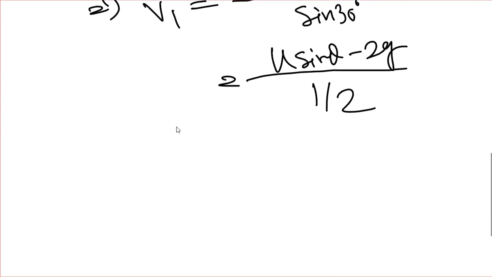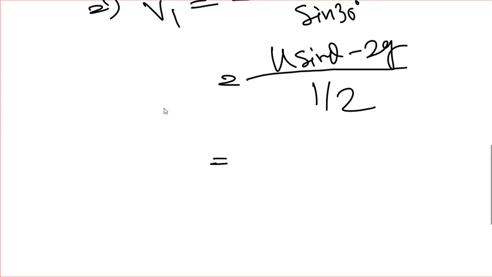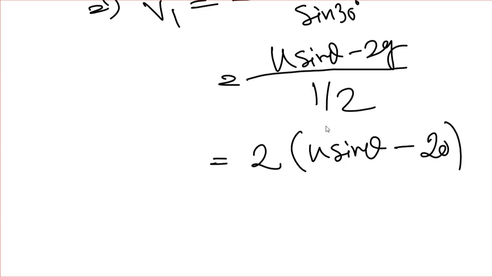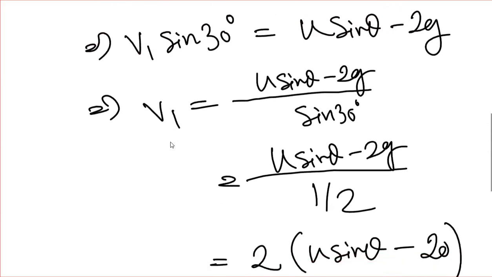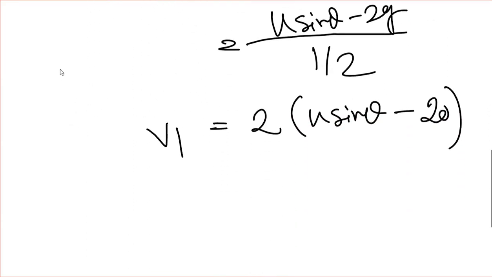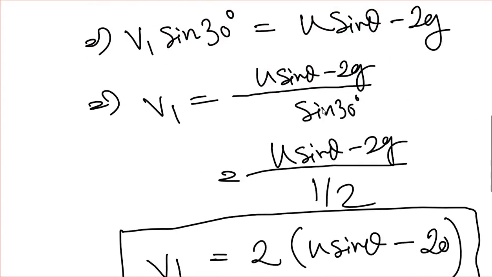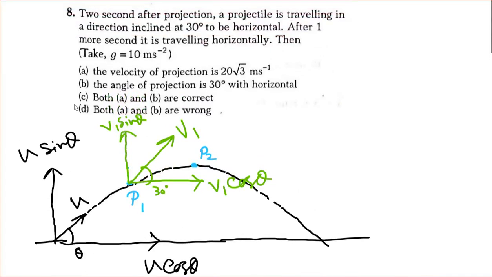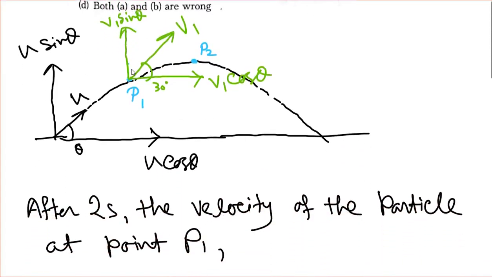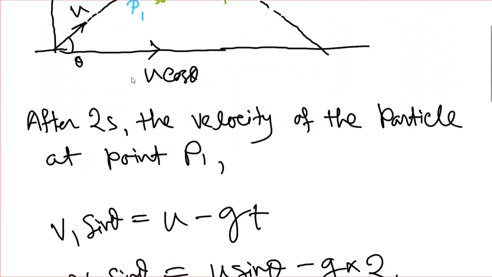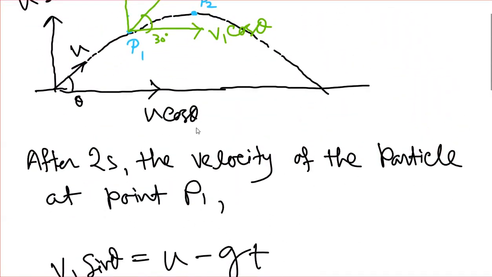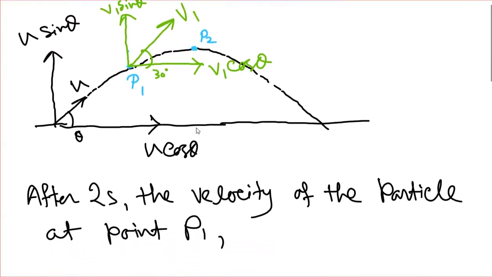So it will be 2 into u sin theta minus, the value of g is 10, that will be 20. So this will be the value of v1. So after 2 seconds the particle velocity at point P1 will be this much.